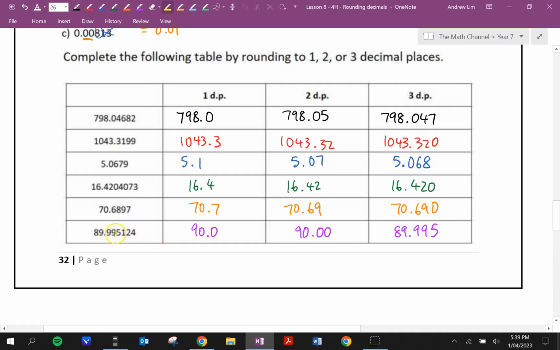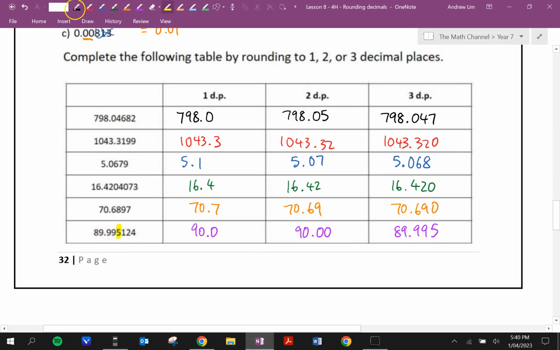89.995124. 1 decimal place. Looking at the second digit. That 9 tells us we need to round this 9 up. So at the moment it's 89.9. Rounding that up will become 90.0. 2 decimal places, look at the third number. Well, that 5 tells us that 99 needs to go up to 100. So this 89.99 will become 90.00.